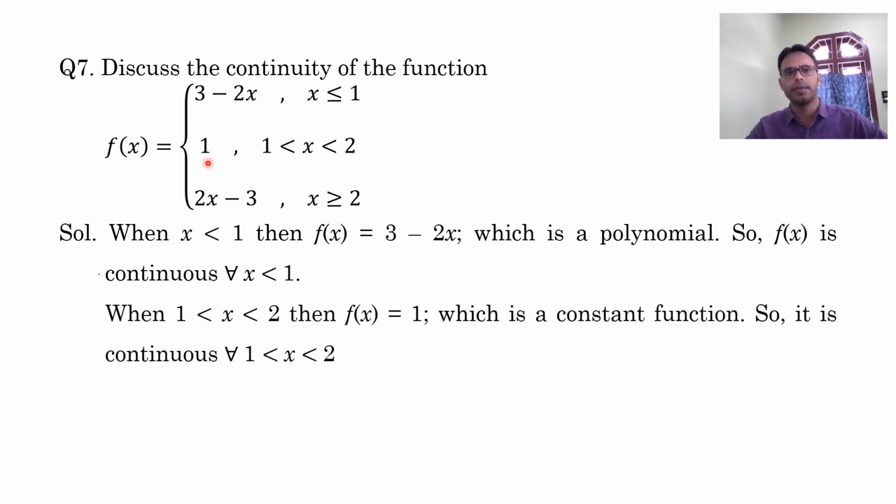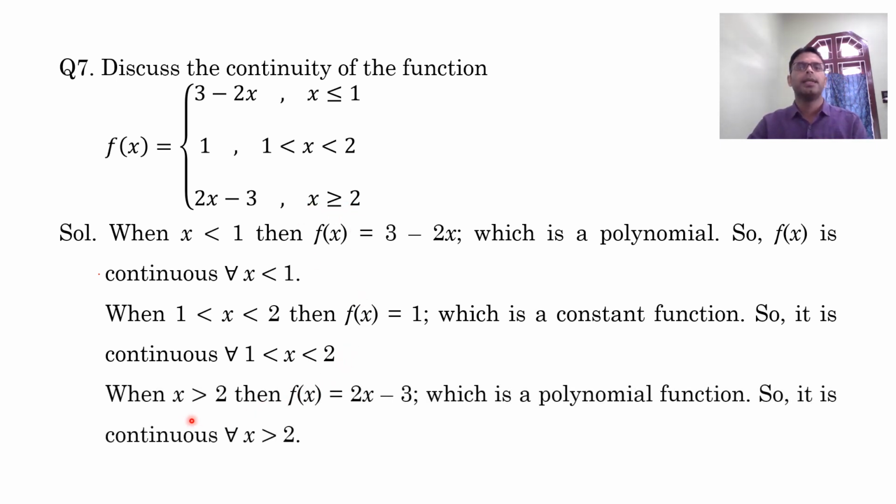Equal to 1, and 1 is a constant function. Also we have a theorem that every constant function is continuous all over the domain R. Therefore, between 1 and 2 it is also continuous in this branch, which is a constant function, so it is continuous for all x in between 1 and 2.